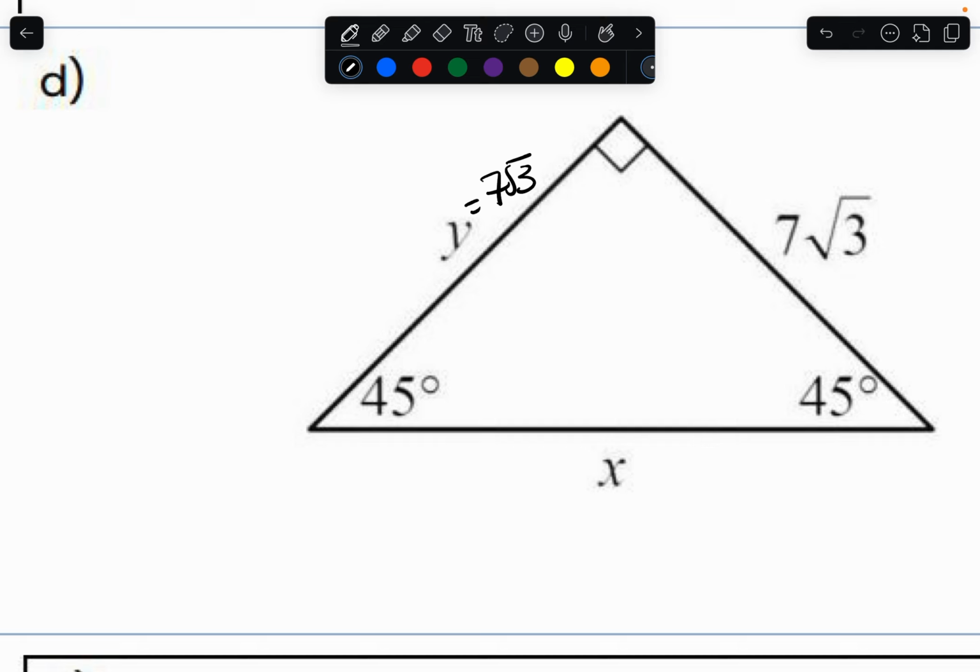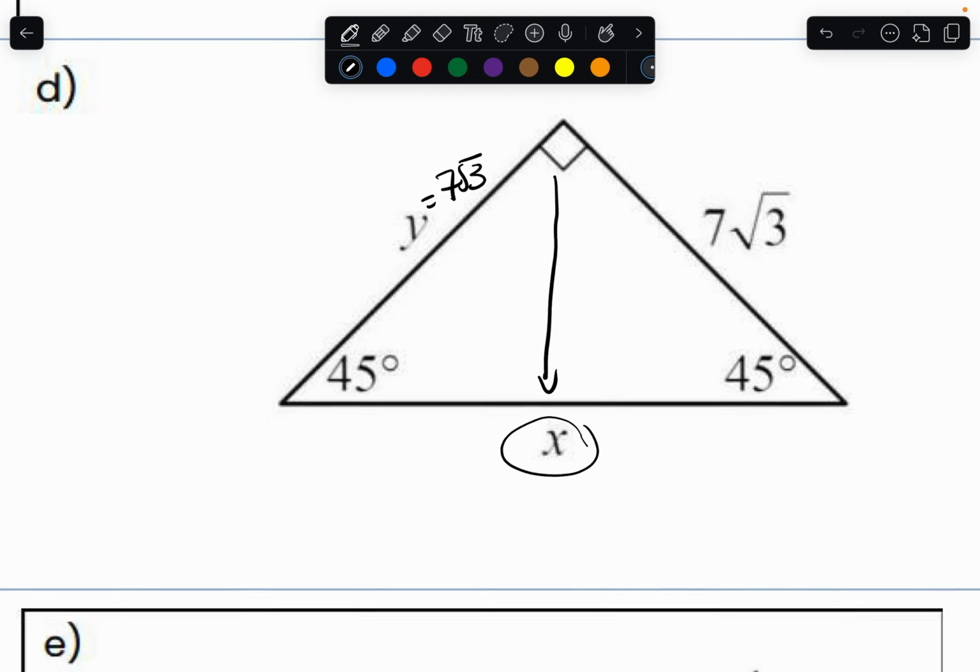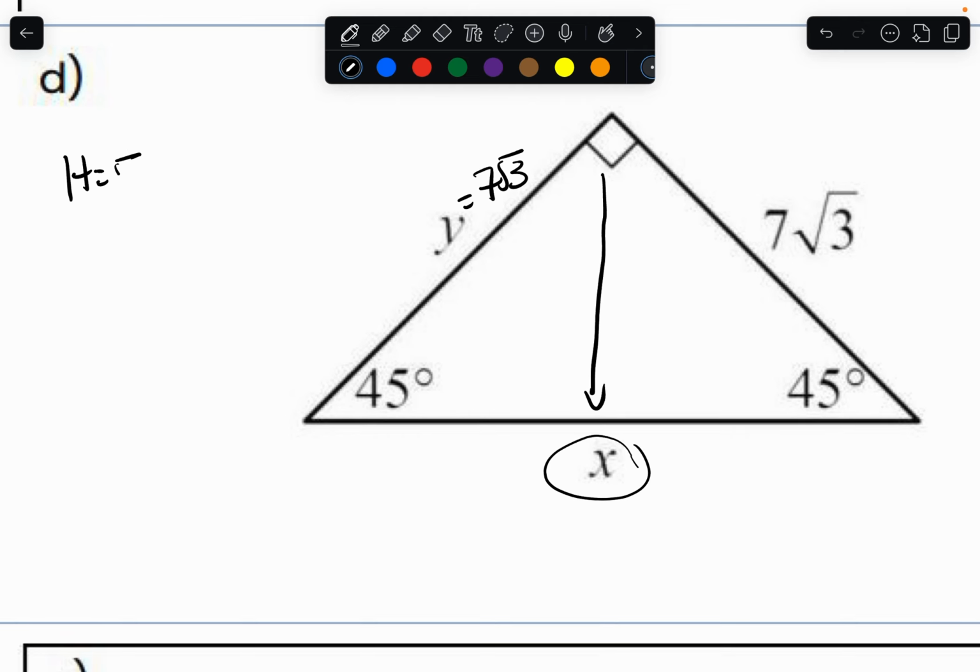Now to find my x value or my hypotenuse, because I know this is the side that's right across from my right angle, I will just set up my equation as hypotenuse equal to the square root of 2 times my leg. I know my hypotenuse is x. I put square root of 2 times my leg value, which is 7 square root of 3.